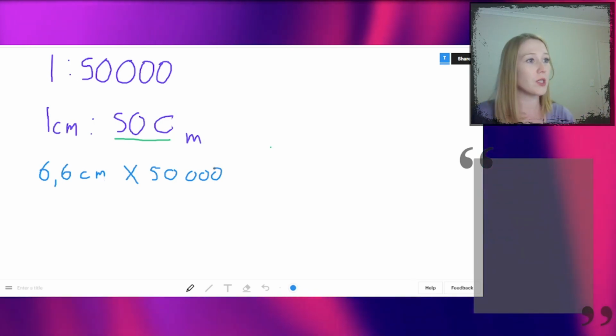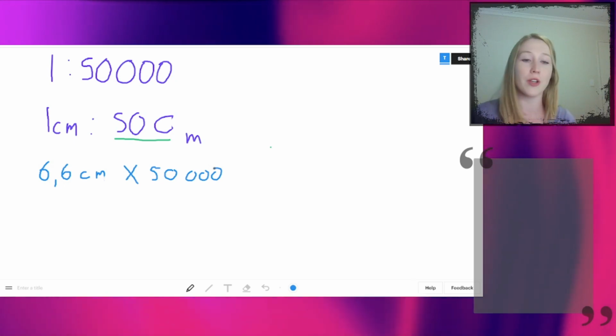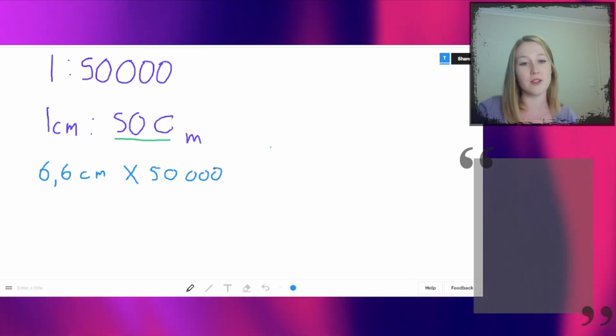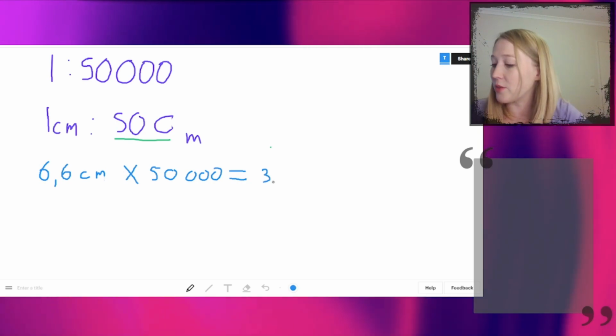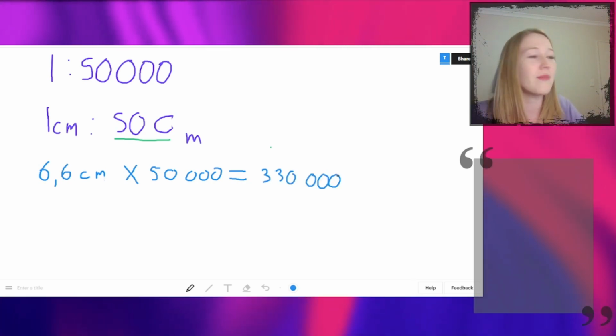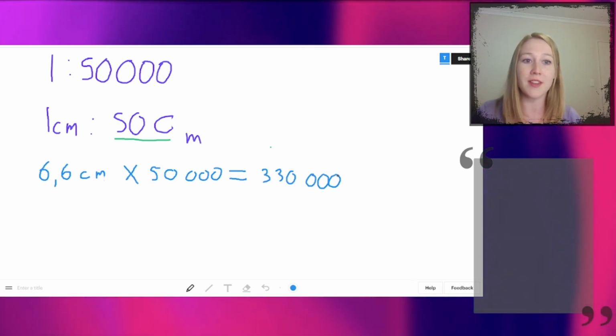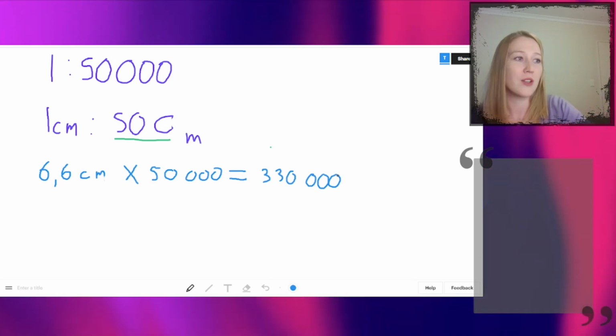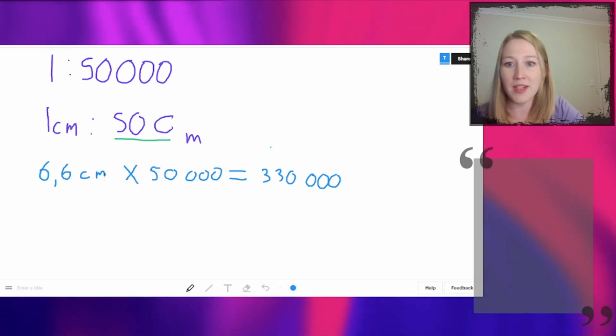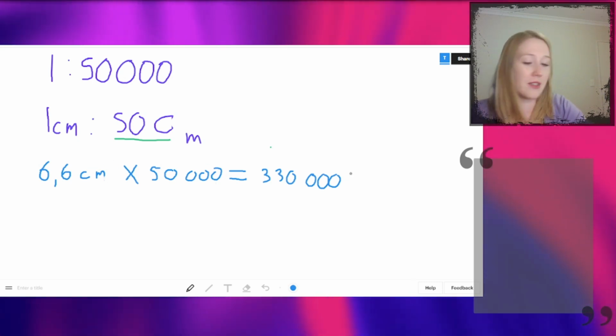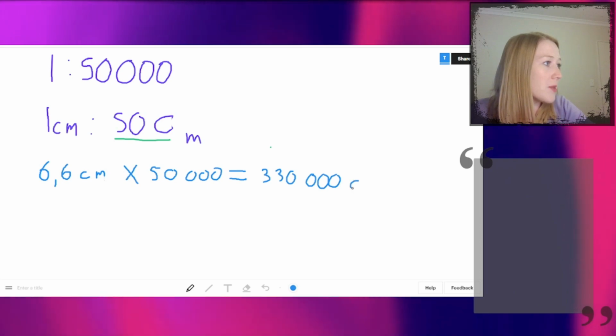So all we're going to do is take that 6.6 and times it by 50,000. Now, please excuse me whilst I grab my calculator. Okay, 330,000. My units: whatever I measure in, that is what my answer is in. So I measured in centimeters. My answer is in centimeters.